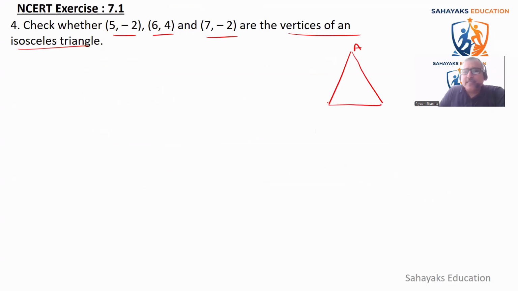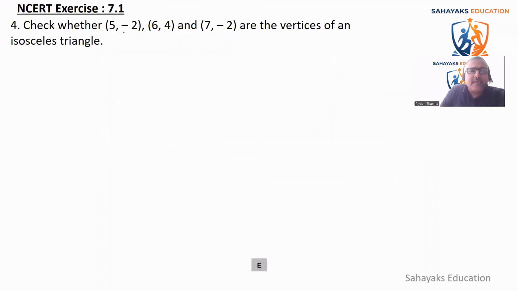So if I consider this A, B, C, this side should be equal to this side. Then only we can say that this is an isosceles triangle. So let's find out the values. We'll consider this point as A, this point as B, this point as C, and let's find the distance between these two points. Now let's find AB first.